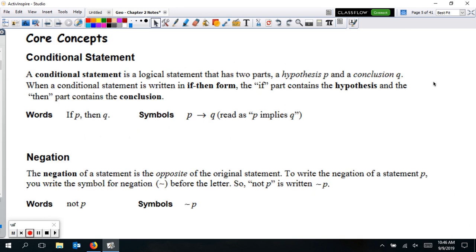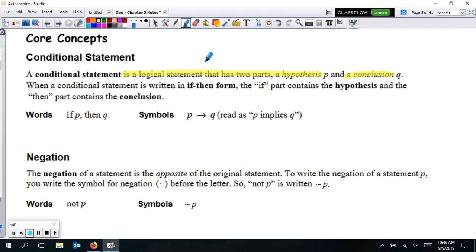So start off with this core concept, conditional statement. What is that? Well, right there, you can see that a conditional statement is a logical statement that has two parts, a hypothesis and a conclusion. You highlight that part for conditional statement. That's what we've been seeing this entire time through those three explorations, all of those were conditional statements. If this, then this. And I'm going to focus on that very first one that we did about the days. The very first one we said was, if yesterday was Wednesday, then today is Thursday.